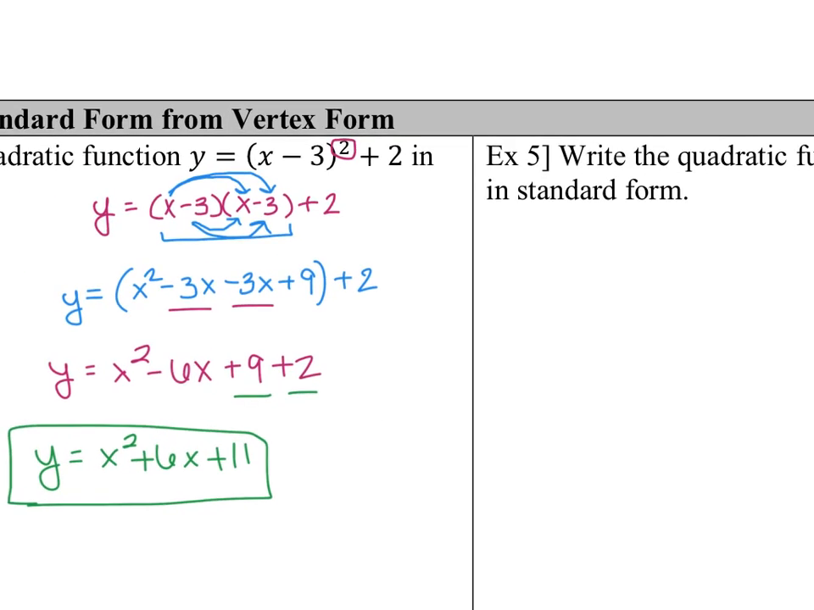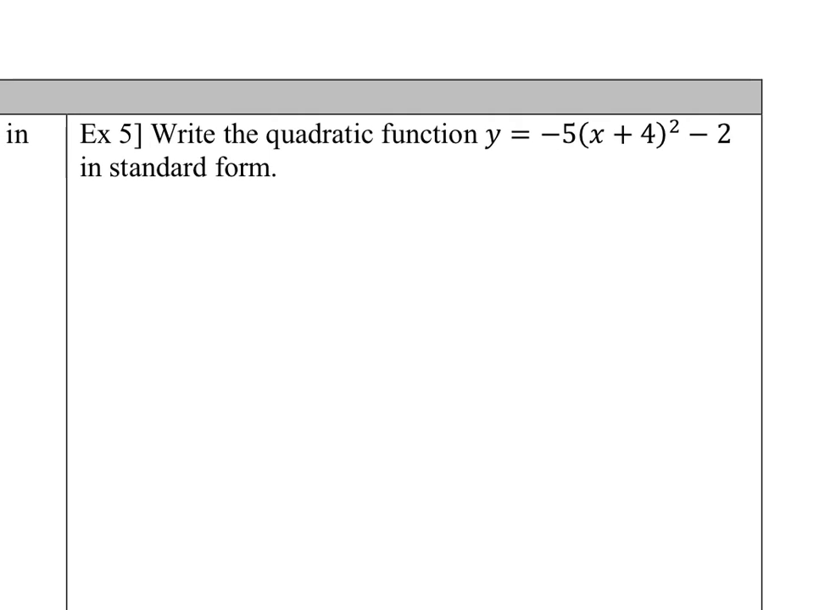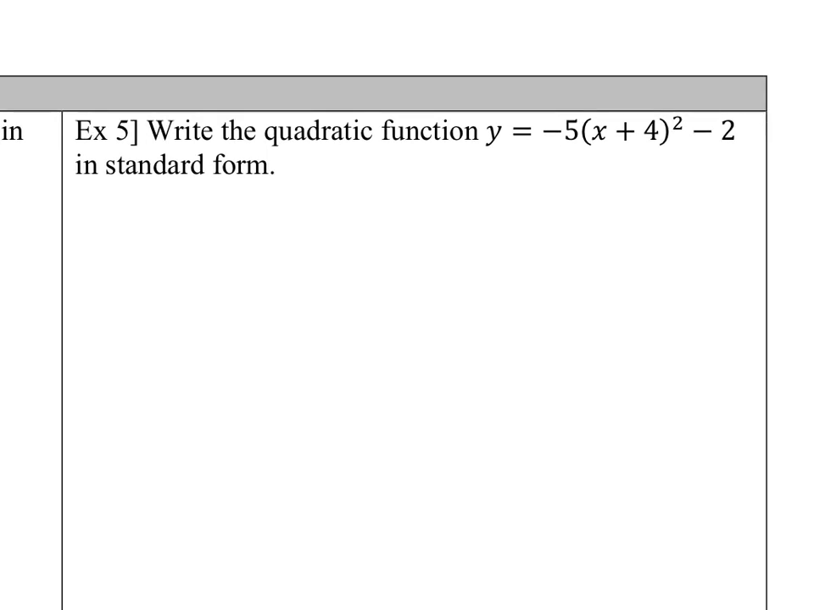Let's try another one. Write the quadratic function y equals negative 5 times (x plus 4) squared minus 2 in standard form. First things first is we have to expand this guy out because exponents come before multiplication. So we're going to have y equals negative 5 times (x plus 4) times itself, because that's what being squared means. And now we're going to simplify. Multiply any way you wish. I'm going to multiply these guys first and hang on to the 5 for a minute.